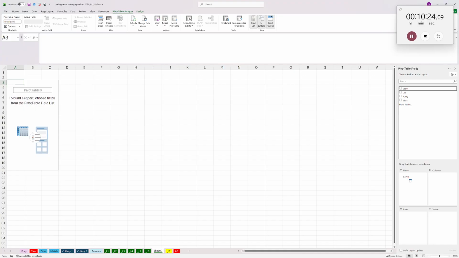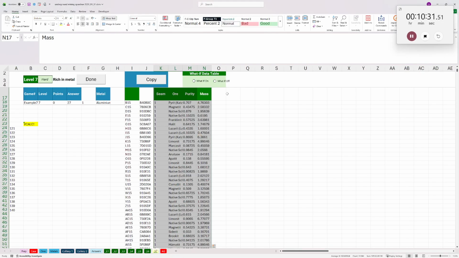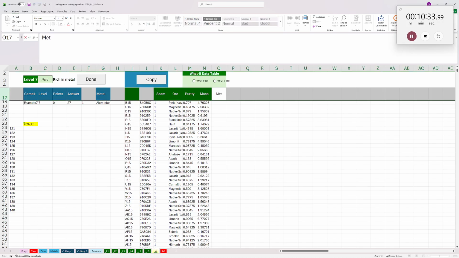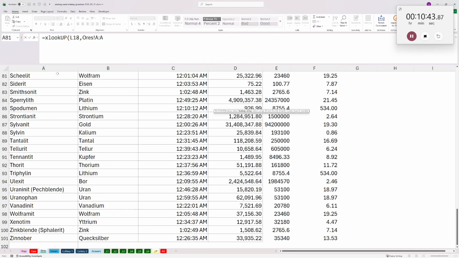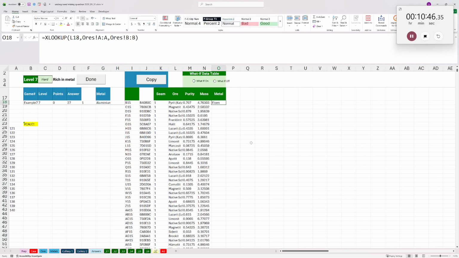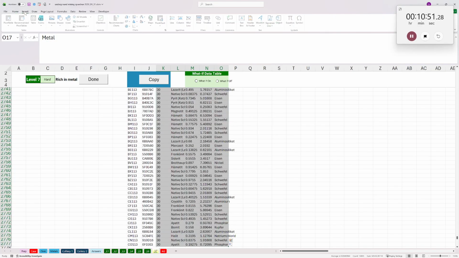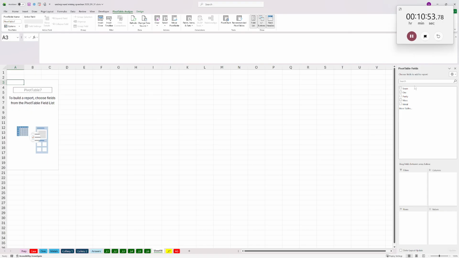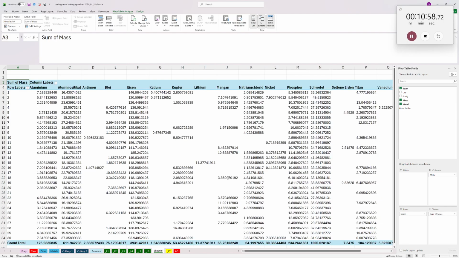All right, so now I've got my seams and I need the metal number actually. The metal name is not here. That's the other thing I'm missing. So the name of the metal is based on the ore, of course. So we look that up on here, returning here. Now, if I make a little pivot table, right? So for every seam, for all the metals, I'm going to add up all the masses.